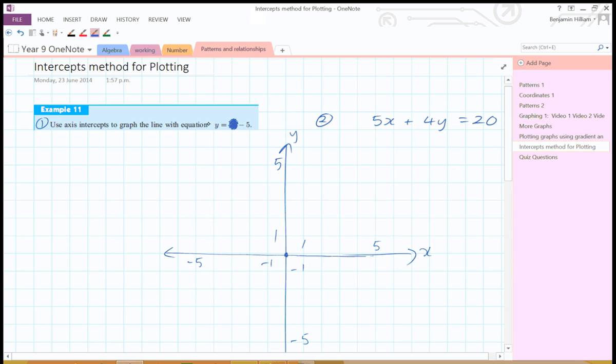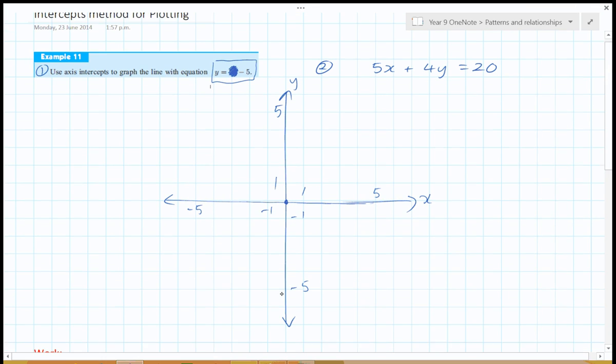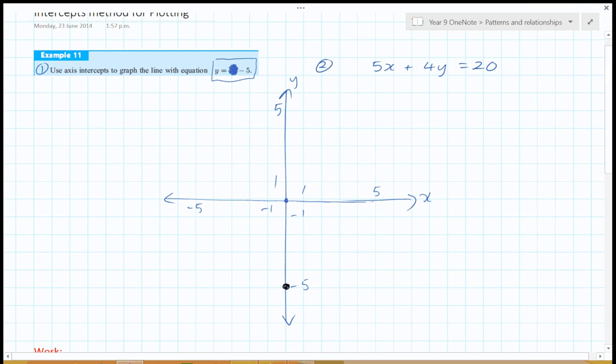So when we make x equal to 0, the y value that we're left with is where it crosses the y-axis. So I'm going to put that in. This one crosses the y-axis at negative 5. So there's our y-intercept. Now, this is where it gets different from the method that we did last time. Now I'm going to look at my equation again.